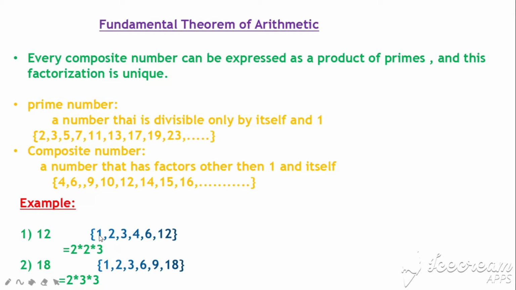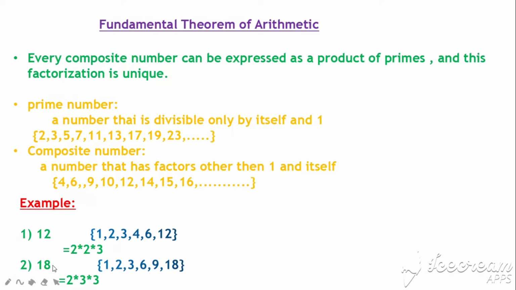Here the factors of 12 can be 1, 2, 3, 4, 6 and 12, and in that only the prime numbers are 2 and 3. 2 and 3 are the prime numbers. So we can express 12, which is a composite number, as a product of primes, that is 2 and 3. Now 12 can be expressed as 2 into 2 into 3. Here the product is of prime numbers only. This is nothing but the fundamental theorem of arithmetic.